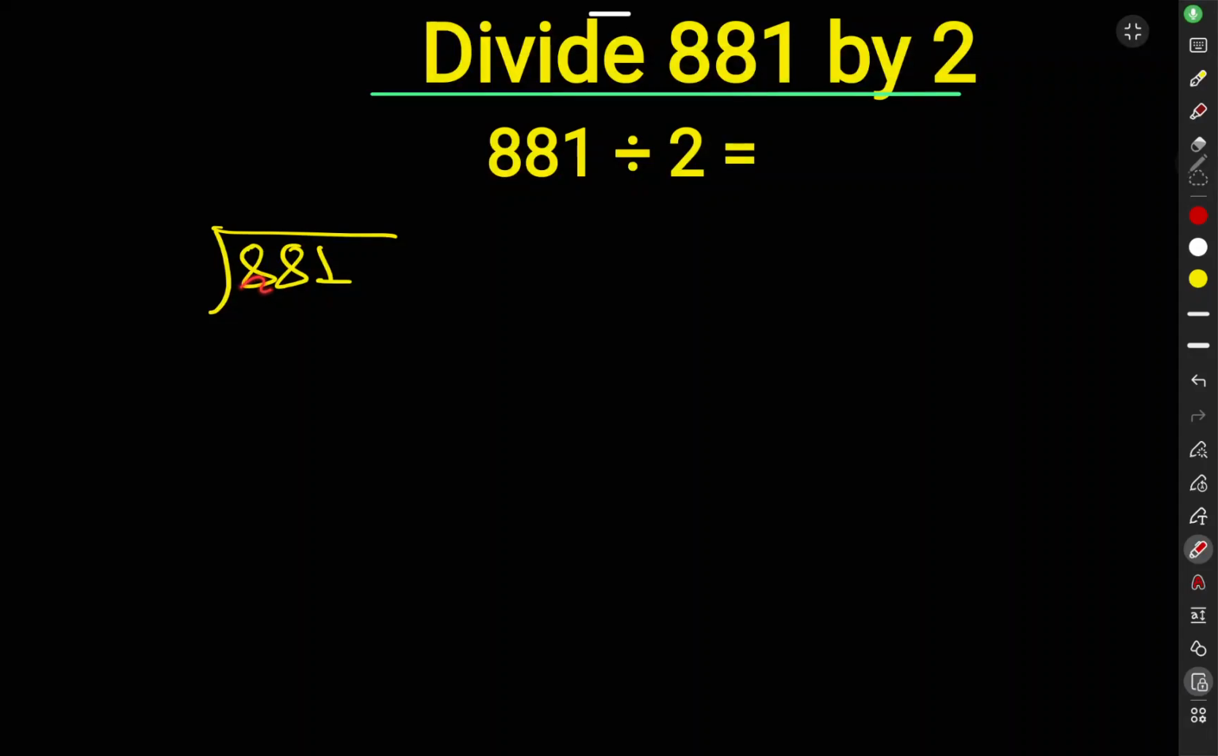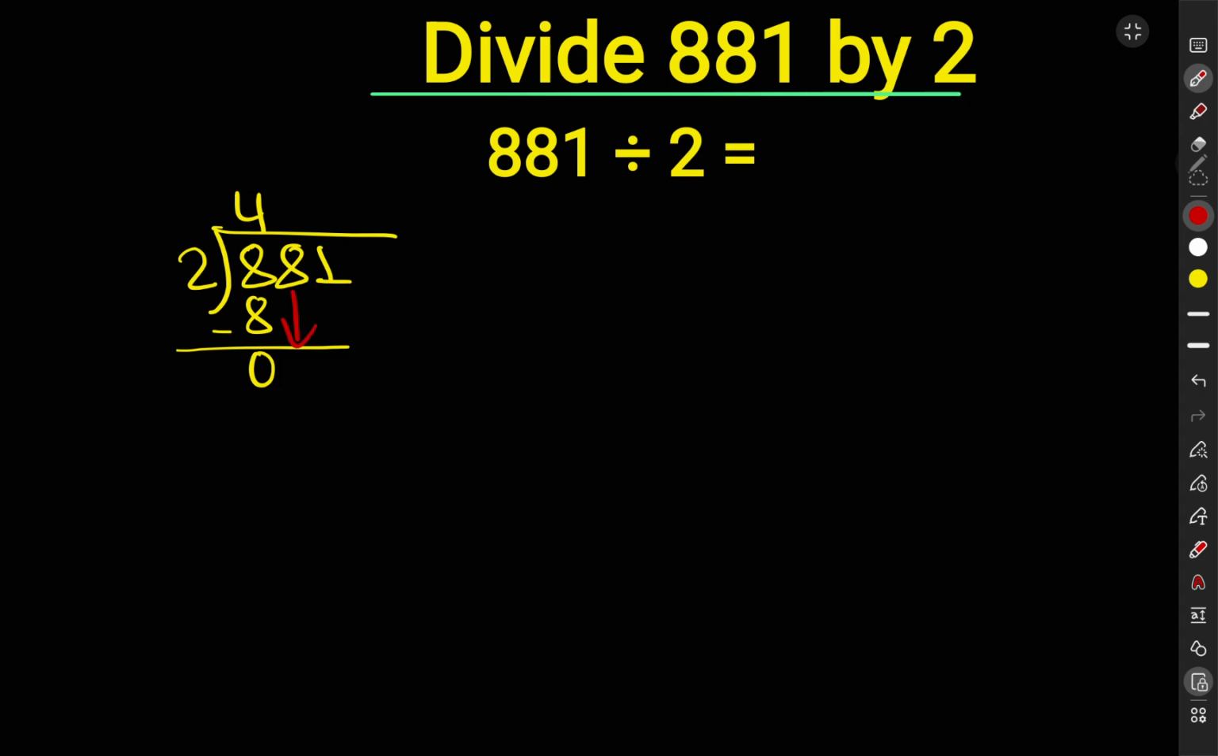We divide 881 by 2 in long division method. So 2 times 4 is 8. On subtracting we get 0.